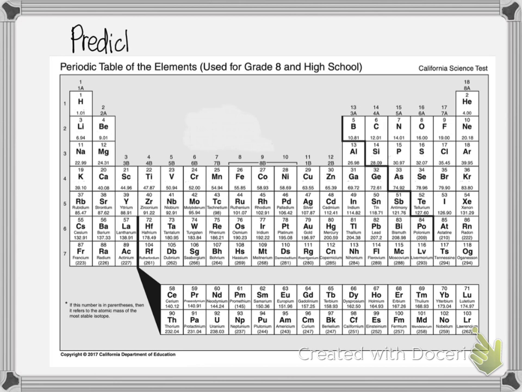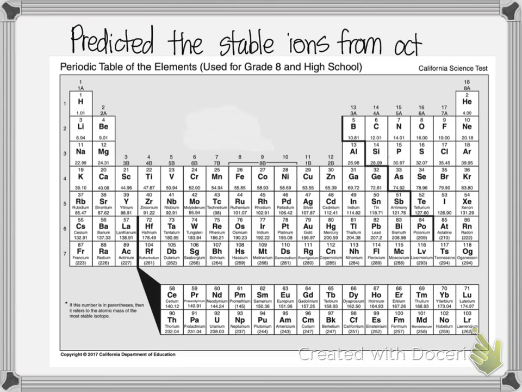I'm going to title this page: we're going to predict the stable ions from the octet rule. In group 1A, we would predict these would all be 1 plus. Normally we don't write the number 1, but because I'm going to put them on a pattern, I'm going to. And what it tells me is I don't have to memorize all the ions. If I want to know the charge of potassium, I predict that it's a 1 plus simply because it has one valence electron that it's going to lose.